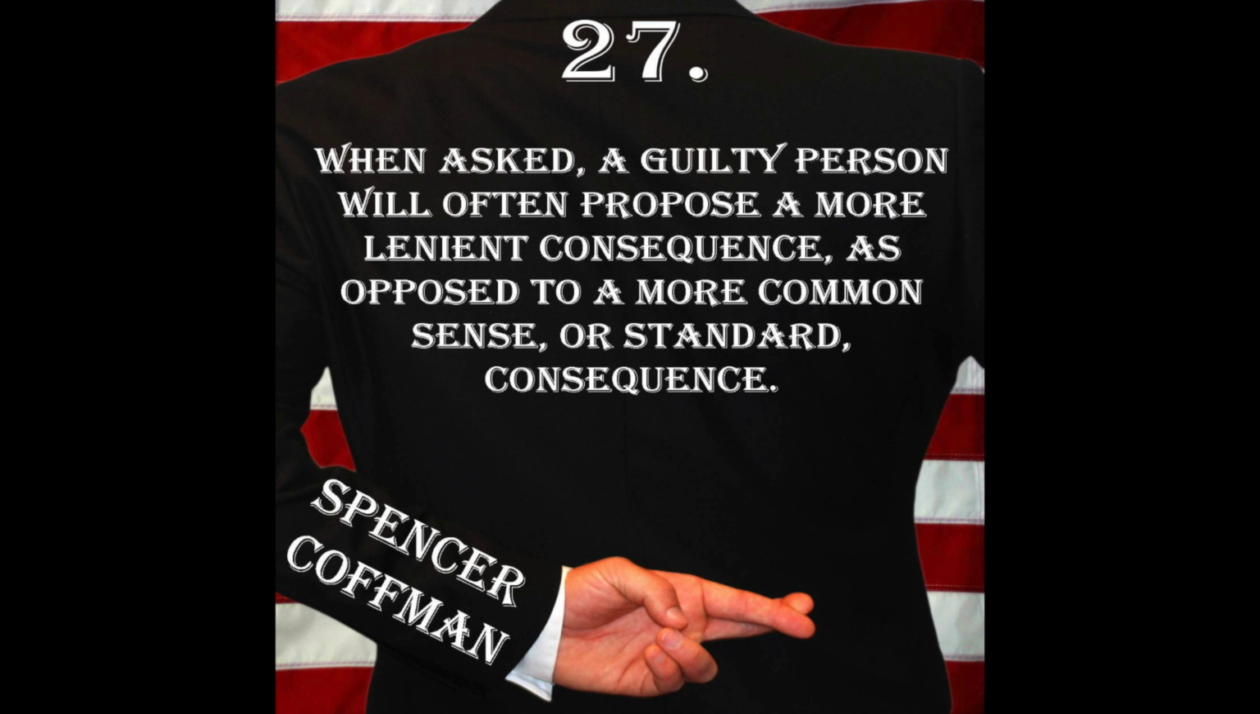A guilty person will often propose a more lenient consequence, because they know that they might be getting that consequence, whereas an innocent person is going to give you what it should be. And we're going to talk a lot more about this, and about the different consequences and different ways you can use this, coming up right after this.